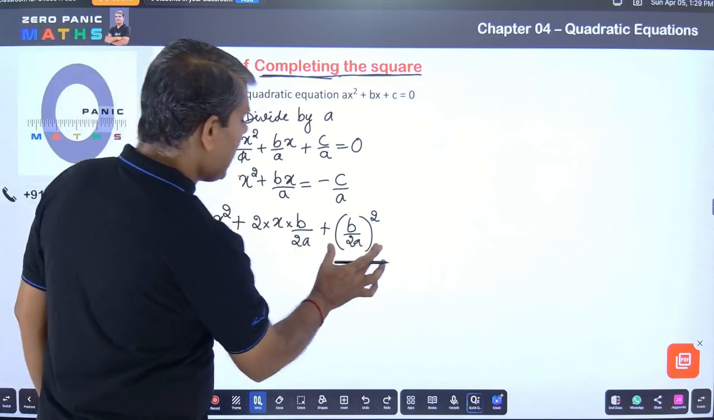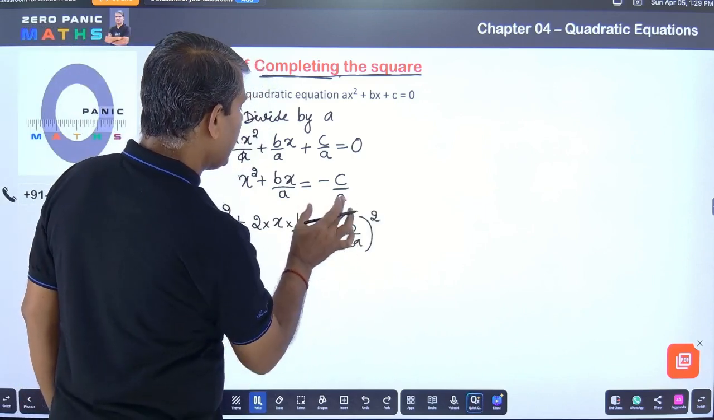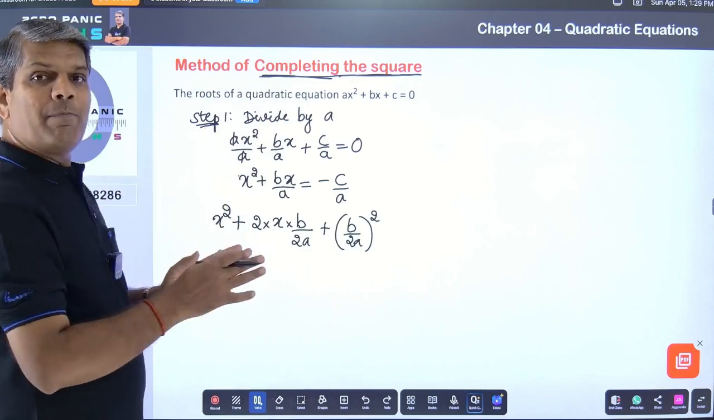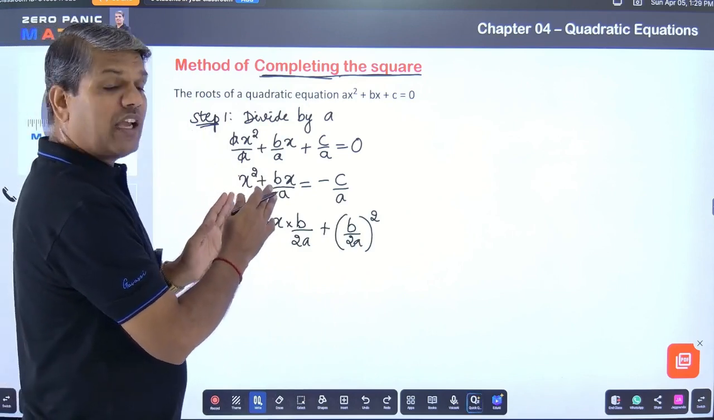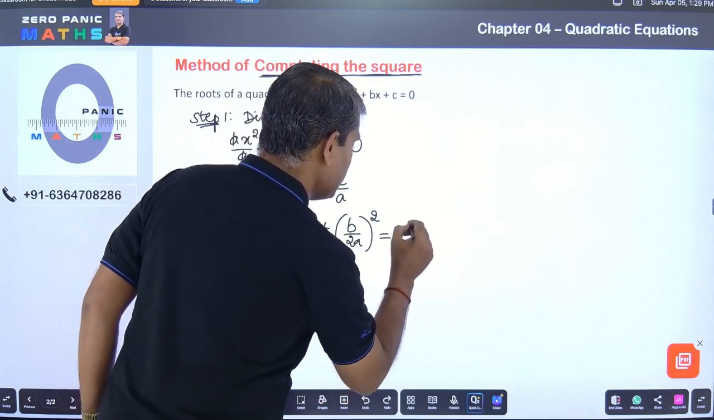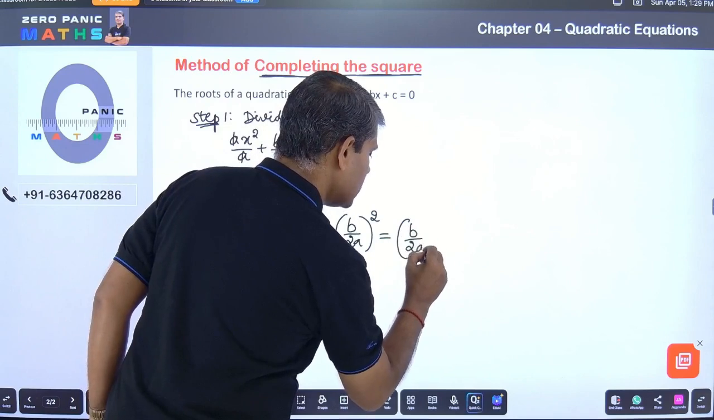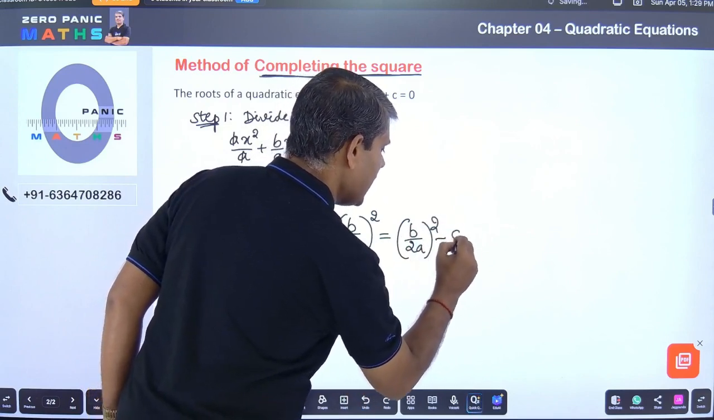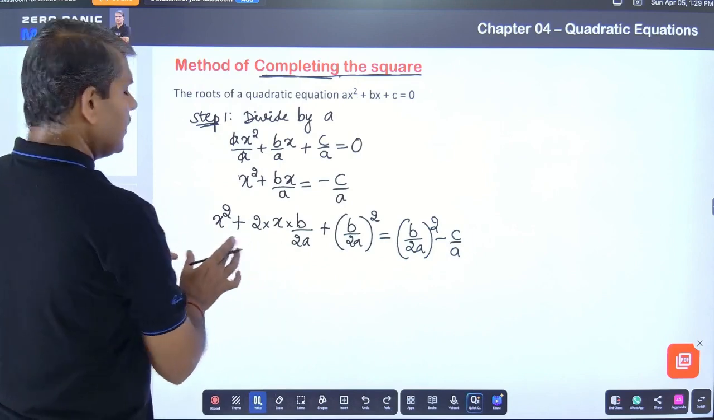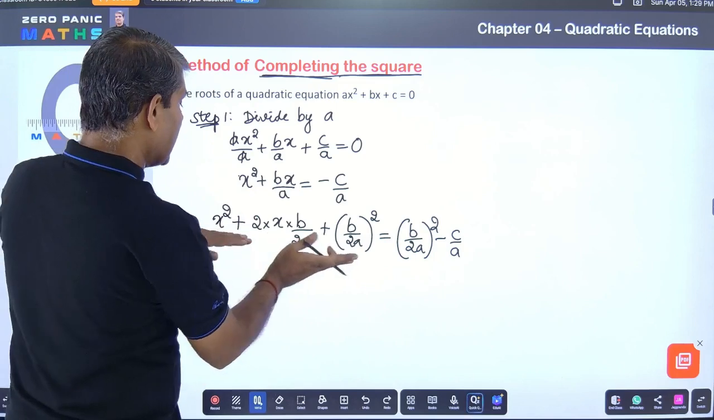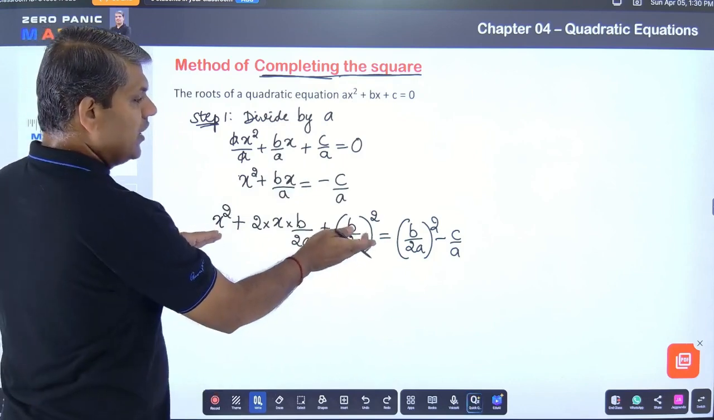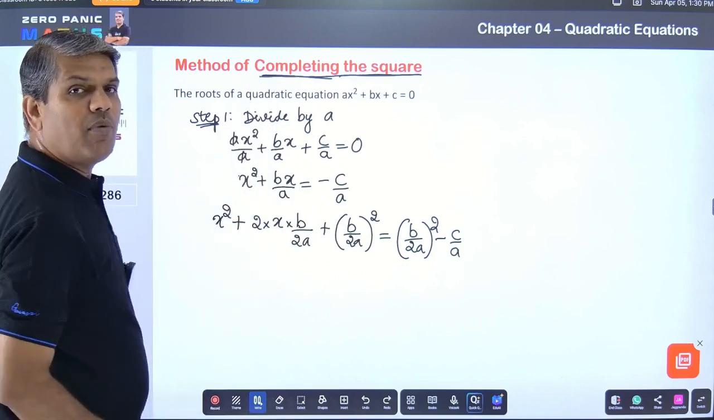So since I have added this term b by 2a whole square to the left hand side, I should be adding that to the right hand side also, just to maintain the equality of the equation. So let me add that, the whole term b by 2a whole square minus c by a. I've added that term also here. Now, as I already told, why did I extend this term? Because I want this whole left hand side to be in the form of a completed square.